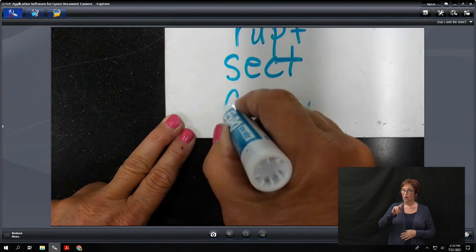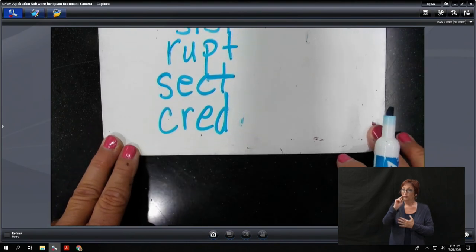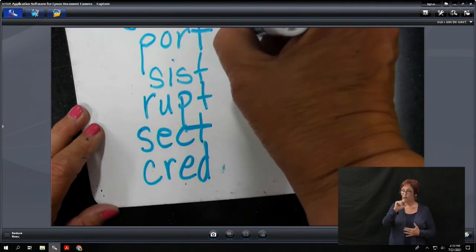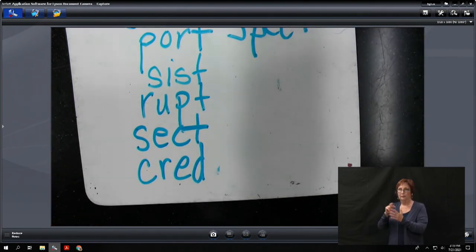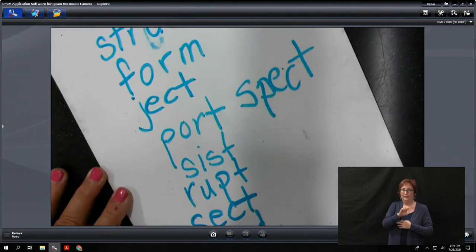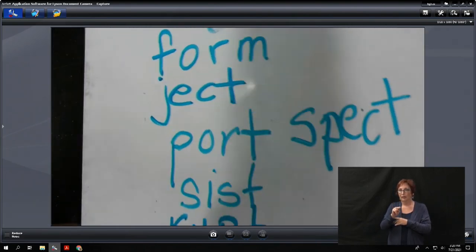Cred, which is a really cool one, which means to believe. Credentials and credit. And spect would be one which means to see. Inspect, spectacles, spectator. So those are examples of how you could use Latin roots to teach spelling. It's amazing how well those kids could read words that had these particular Latin roots, and they understood all of the prefixes and suffixes and how to put them together.